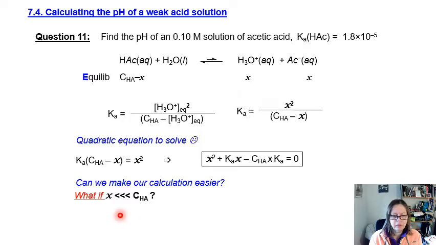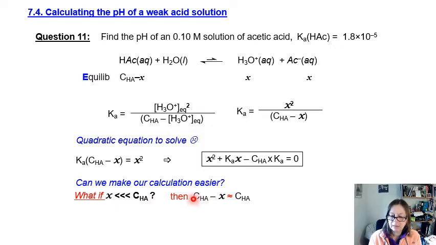What if X was very small in front of the nominal concentration? What we're saying here is that this is a weak acid, and there's only very little H3O+ compared to what we put in of acetic acid. If we can say that X is very small in front of the nominal concentration, then we can neglect X in front of the nominal concentration.